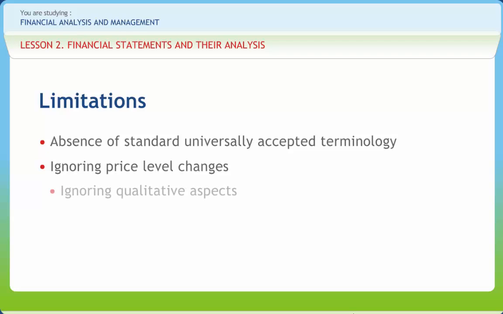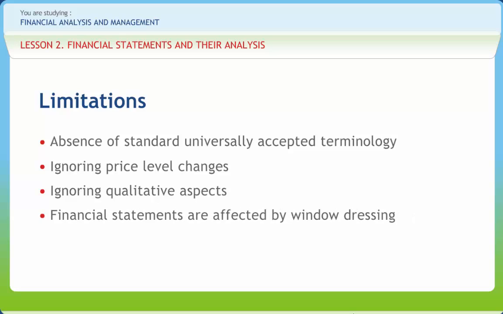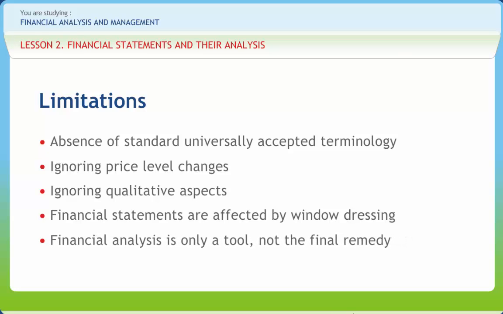Third is ignoring qualitative aspects. Qualitative aspects like attitude of management, culture of the organization are completely ignored in the analysis. Fourth is financial statements are affected by window dressing. The management tends to display a rosy picture of their organization. Fifth is financial analysis is only a tool, not the final remedy. Analysis of statement is a tool to measure the profitability, efficiency, and financial soundness of the business.